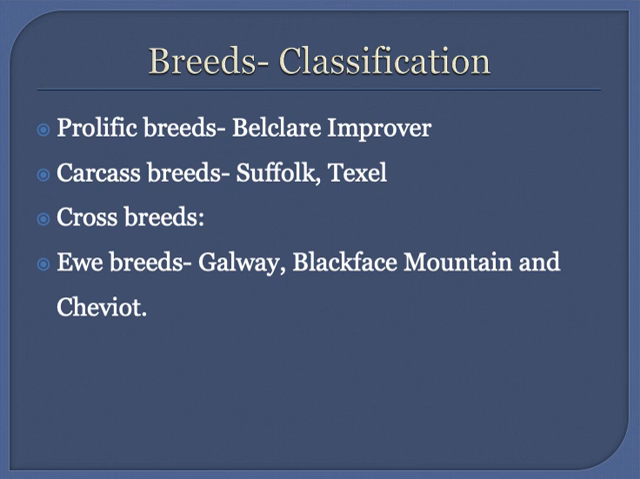The Texel would be more your mid-season lamb, and I'm sure you already know that the early lamb that you would get around Easter would be worth a heck of a lot more to you than the mid-season lamb. You tend to charge nice high prices around Easter. Then crossbreeds. We tend to have a lot of crossbreeds in Ireland, and we'll do a little bit more on that in a little while. And then some suitable ewe breeds would be that Galway sheep that we referred to earlier, the Blackface Mountain sheep, and the Cheviot as well.